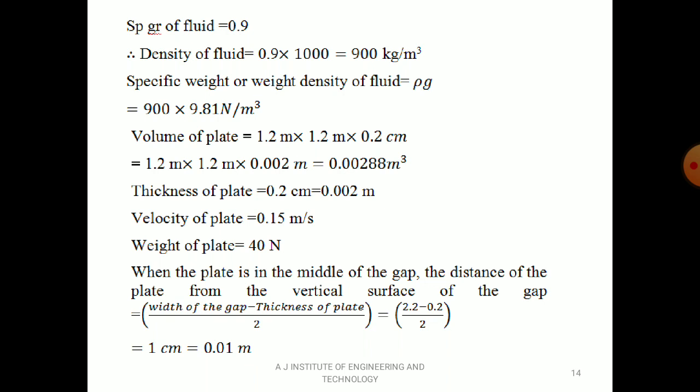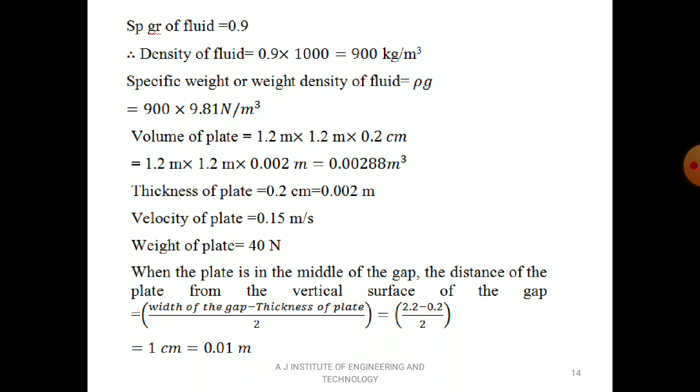Therefore, the thickness of the plate, the last one, is thickness, that is 0.2 centimeter. So area into thickness, that is the formula for volume. The thickness is 0.2 centimeter, or that is equal to 0.002 meter. The velocity of the plate is given as 0.15 meter per second. So there is a velocity. Then the weight of the plate is equal to 40 Newton.